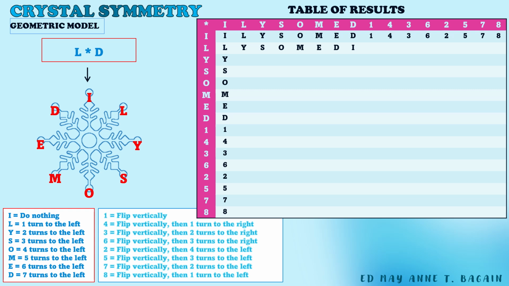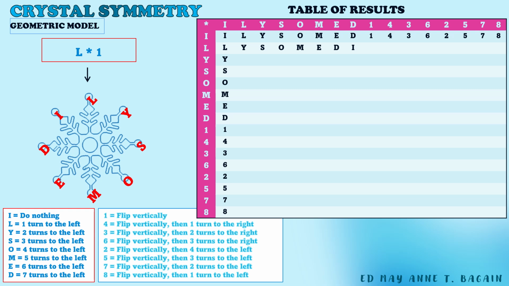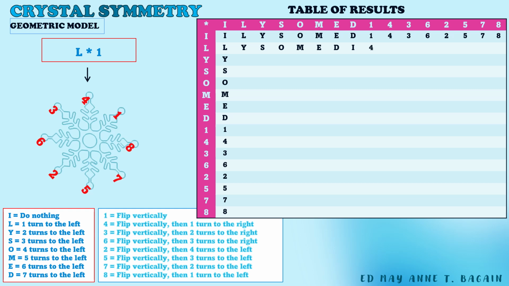Okay, why don't we try the next one? We have here L star 1. So if we're looking at L and then we flip it vertically, the answer would be, what do you think? It's 4, because if we flip the model itself vertically, we will be having 4 as the result of L star 1, meaning the 4 is at the back of L.